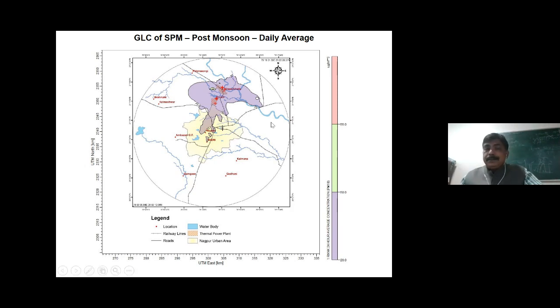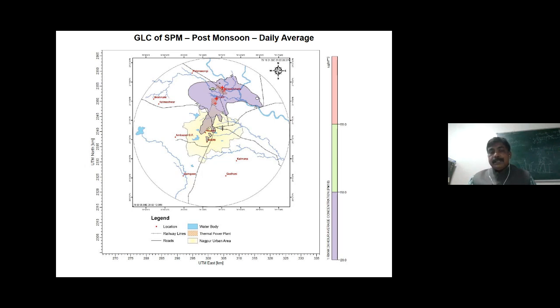And it comes out with the concentration. Here I have written GLC of SPM. Let me explain each term. Ground level concentration of suspended particulate matter during post-monsoon. Then it is daily average, meaning for each hour the value is calculated for each point in the city. Then for each point, the hourly values are averaged over one full day. So 24 readings of one day are averaged and one number is generated.